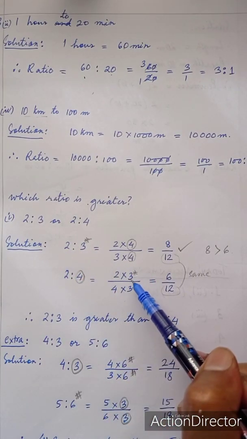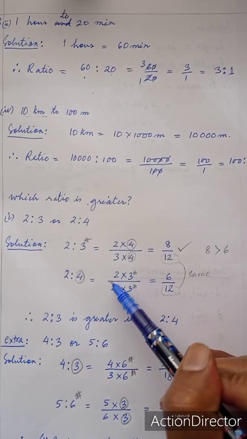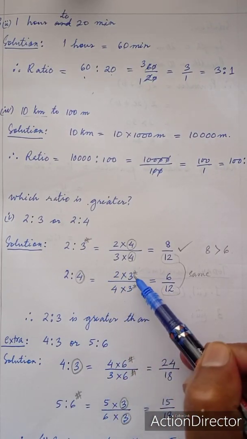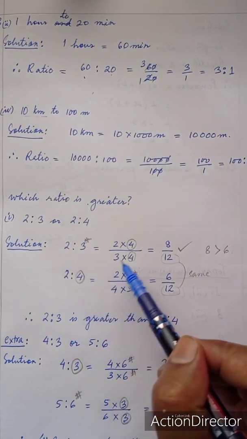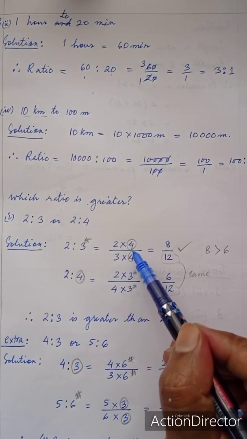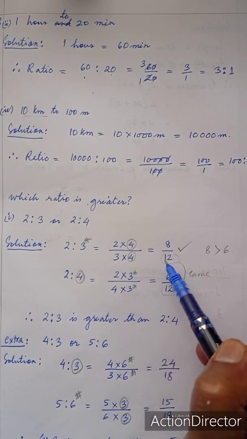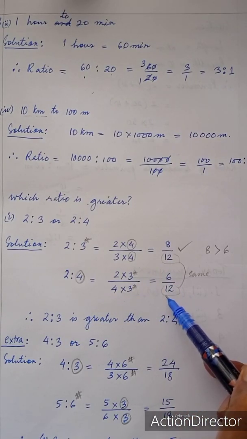Now what we do is this number at the end of the ratio, that is 3, will be used for multiplying 2 and 4 here, the second ratio. 3 of the first ratio will be used to multiply the second ratio, and 4 of the second ratio will be used to multiply the first ratio. Then you see 2 into 4 is 8, 3 into 4 is 12. Likewise, you get here 6 and 12.